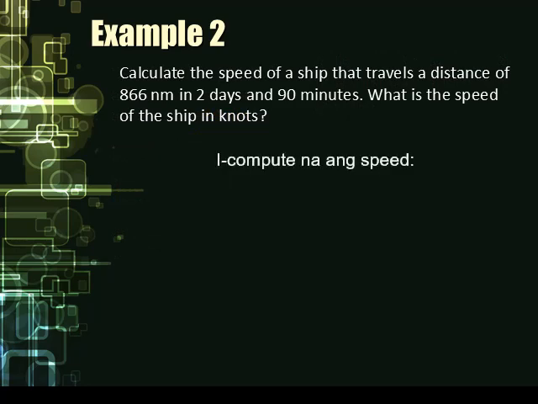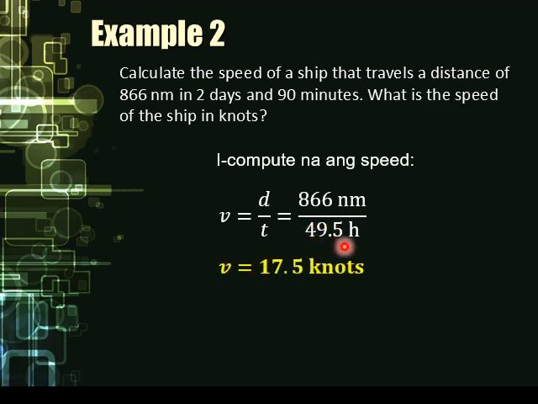Okay, so next, i-compute na natin ang speed. So, yung speed natin is equal to distance over time. So, substitute lang natin. So, you have 866 nautical miles divided by 49.5 hours. So, we have a value of 17.5 knots. So, ito yung ating final answer.